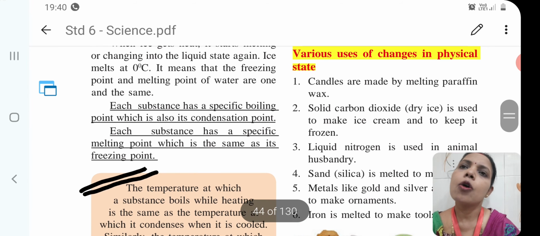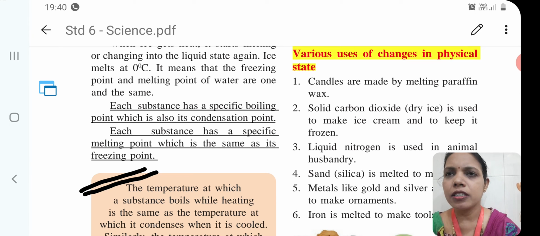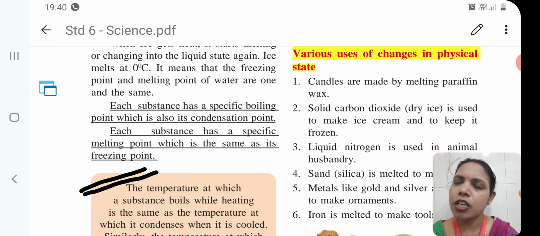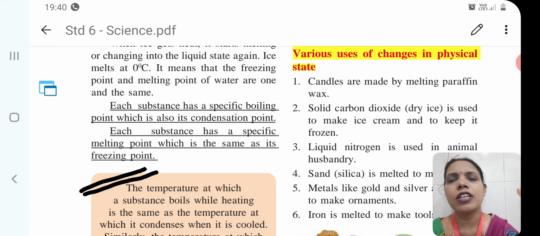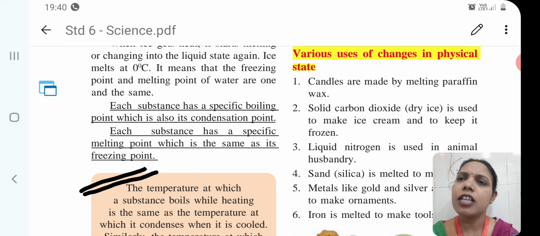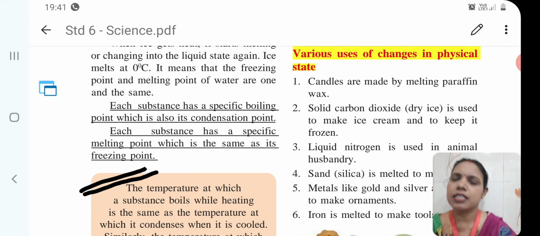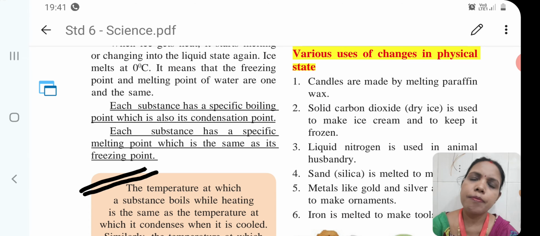For example, when we burn a paper, it will convert into ash. Again, we will not get that same paper. Once it is converted into ash, we will not get the same paper. Then this conversion is called a chemical change. A substance that is converted and never converts back into its original form has undergone a chemical change. Related to that, now we are going to see some examples.